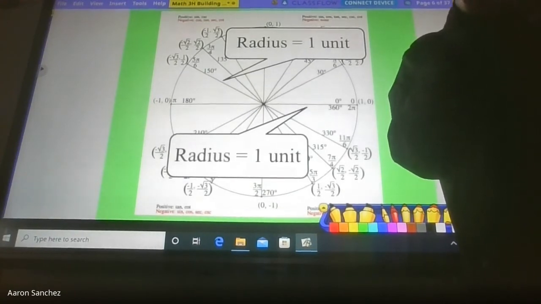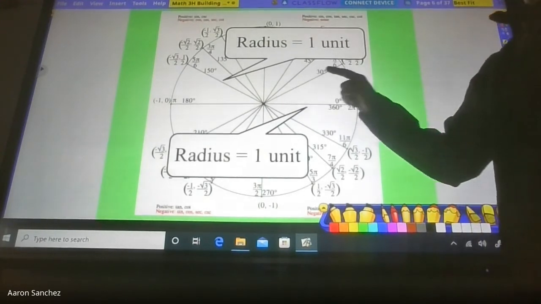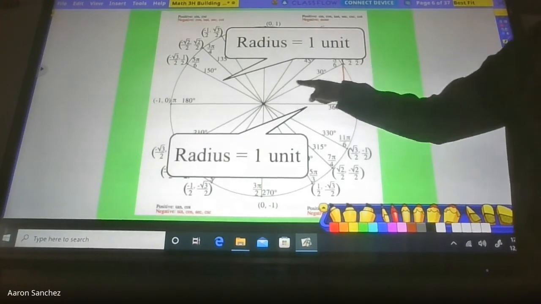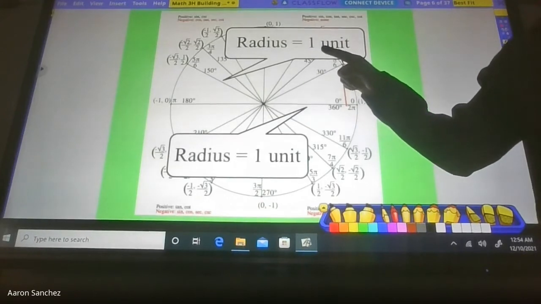What's the hypotenuse of those triangles? 1, which is going to be the radius. Now, do you guys see little triangles here? Notice the hypotenuse is the radius. You guys with me so far? Okay.